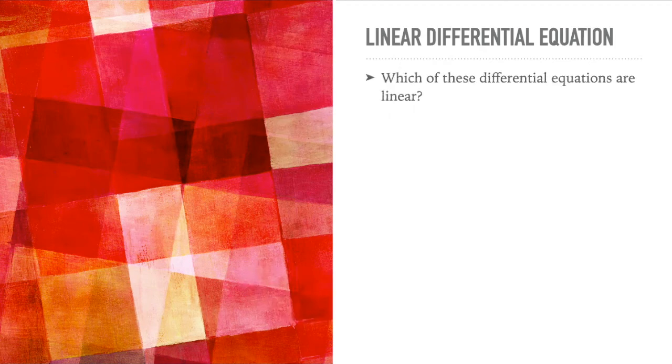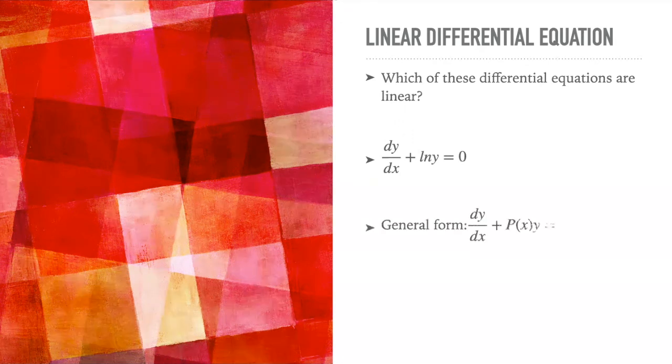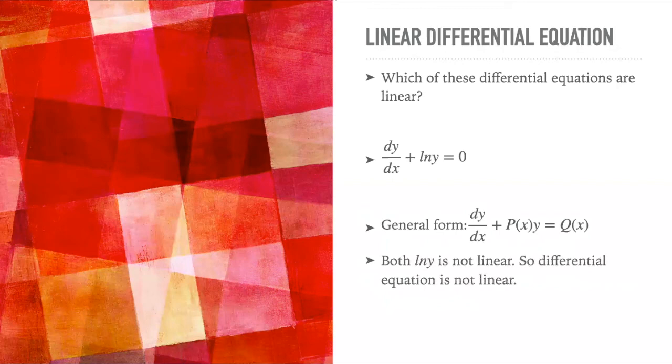Let's look at another example. Is this a linear differential equation? If you look properly, you're seeing ln y and not y. So that's the first thing you should be seeing. The general formula doesn't have any ln y. It must just be y standing by itself. Qx will be 0, but the ln y cannot be there. So with that being said, the ln y is not linear, so the differential equation is not linear.